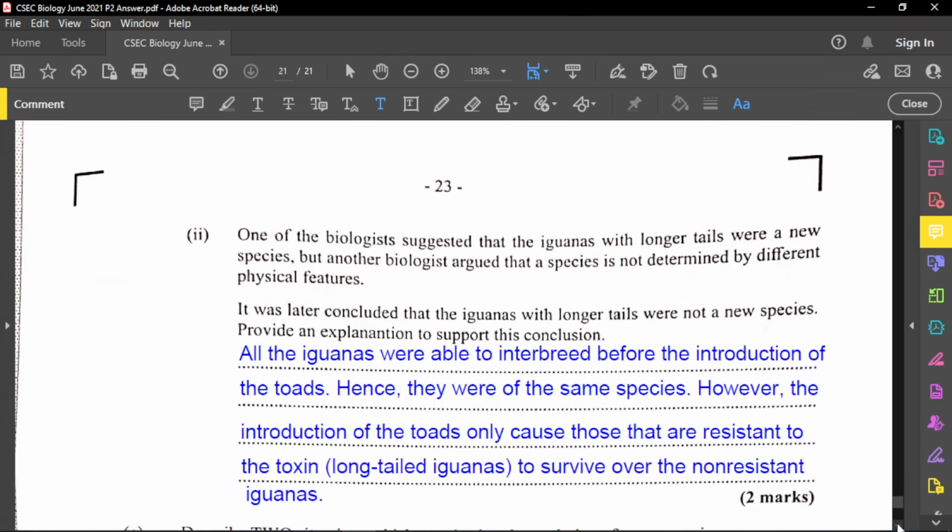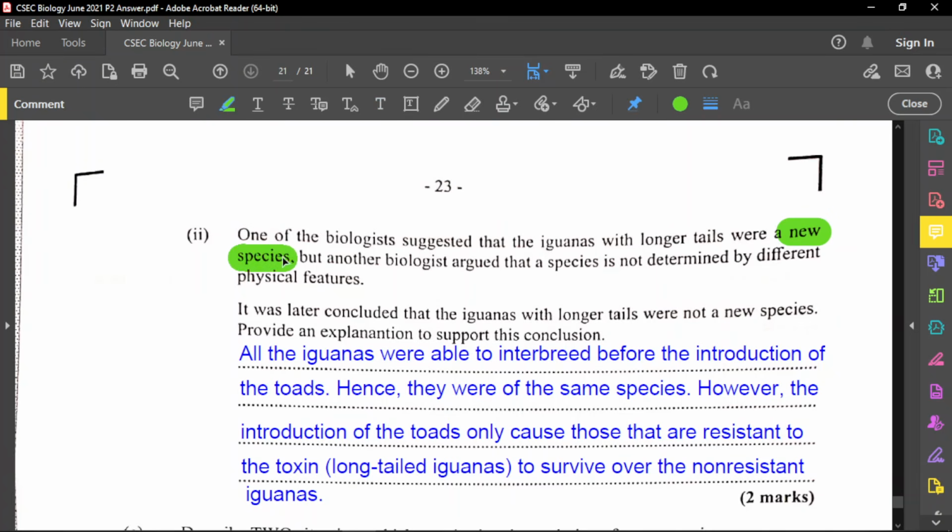And this part of the question states that one of the biologists suggests that the iguanas with longer tails were a new species, as a matter of fact. So it's a new species right here. So the ones with longer tails are a new species. I'm just gonna highlight that real quick.